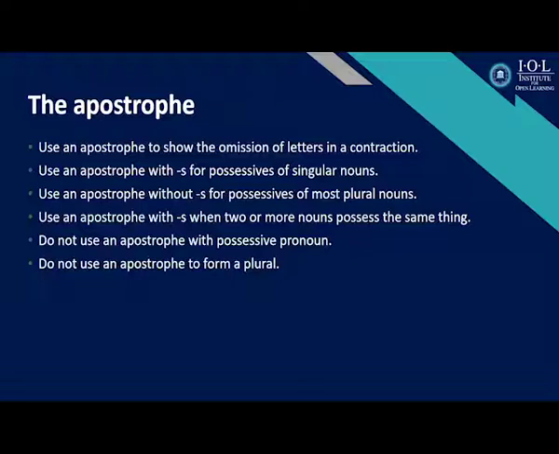We also use an apostrophe with s to show the possessive of singular nouns. We also use an apostrophe without s for the possessive of most plural nouns. We also use an apostrophe with an s when two or more nouns possess the same thing. We do not use an apostrophe with possessive pronouns, such as themselves, himself, herself, itself, and so on. We also do not use an apostrophe to form a plural.